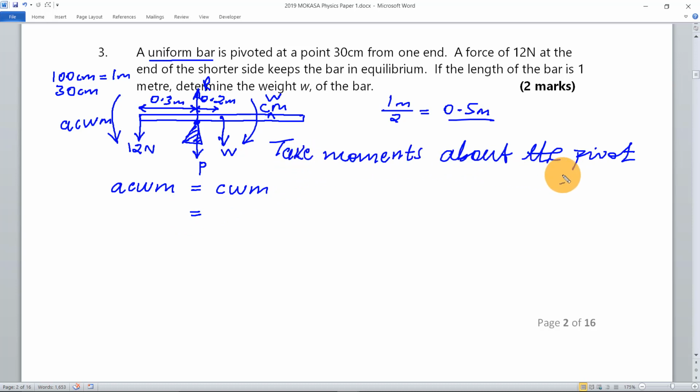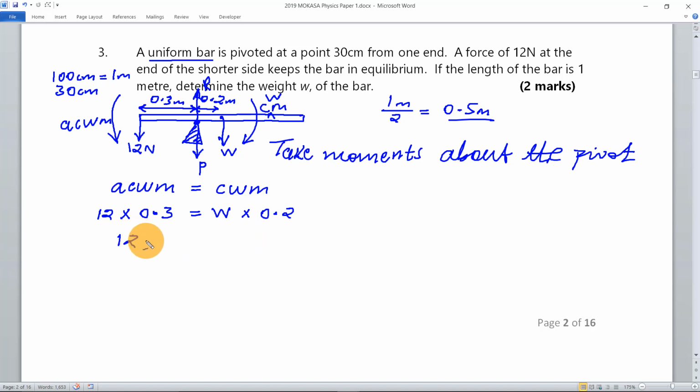The other point is I've already identified the point about which to take moments is this point. So all distances are measured from this point. The distance from this point all the way to the line of action of the 12 Newton force is 0.3 meters. That distance must always make 90 degrees with the line of action of the force. And of course, in this question, it is making that angle. It's perpendicular to the line of action of the 12 Newton force. So I'm going to say 12 Newton force times 0.3 is equal to the clockwise moment, which is due to W, which is a type of force, times how far it is from there, and this is 0.2.